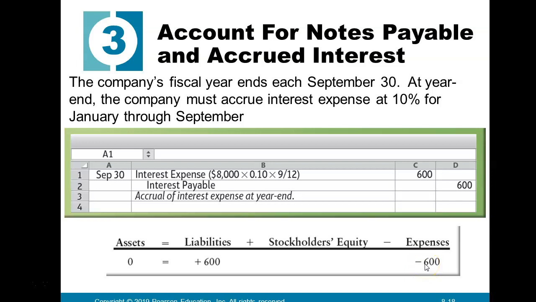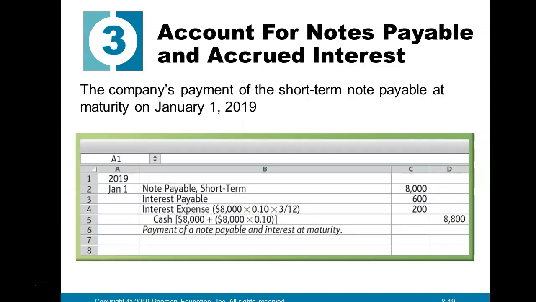Remember, equity goes up with revenues, goes down with expenses. An expense is a reduction in equity. So here we have it. In January of 2019, the payment has been made. We're going to make a payment for not only the principal amount of the debt plus the interest.